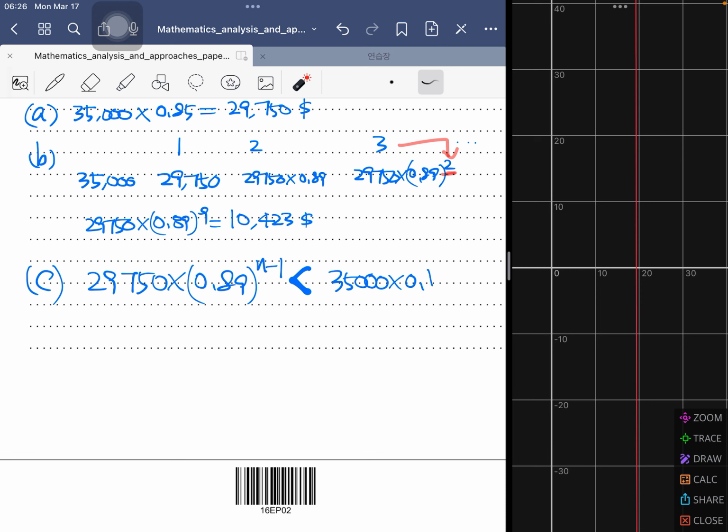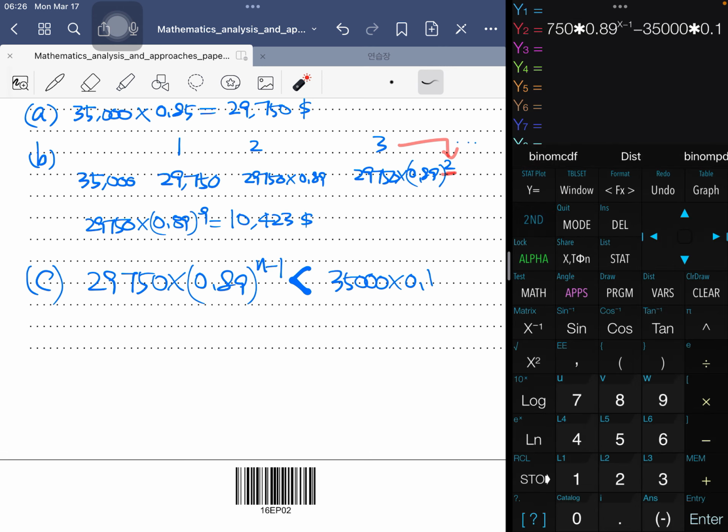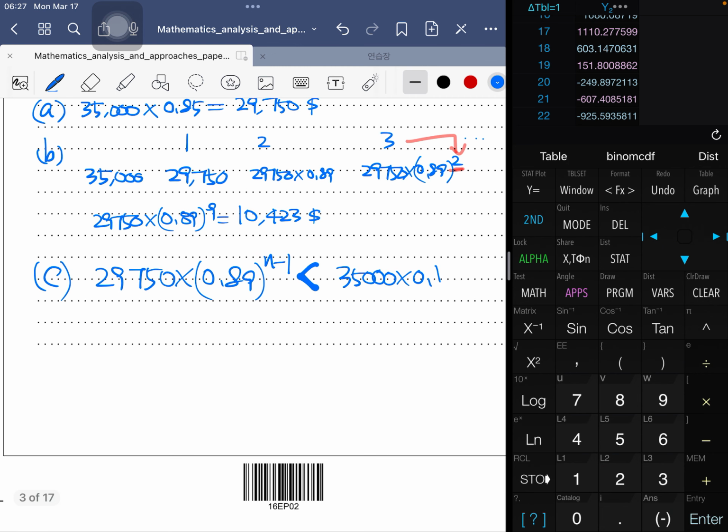You can find this value over here, but the easiest way is we go to the second table. You have to find the first n value which is less than 0. So you just see, after the 19th year, the difference for the car is $152, and the 20th year becomes negative $250. So we can see that the smallest number n is 20.